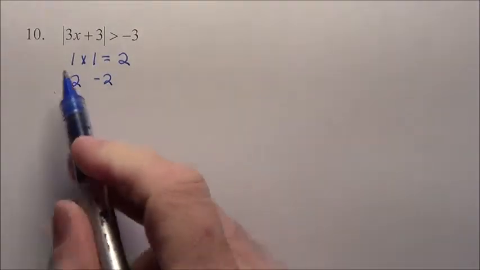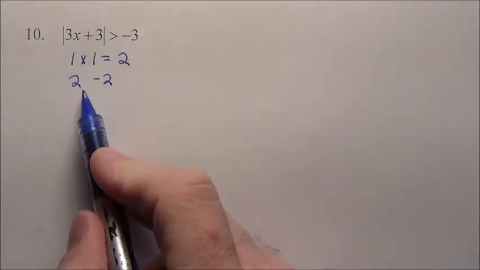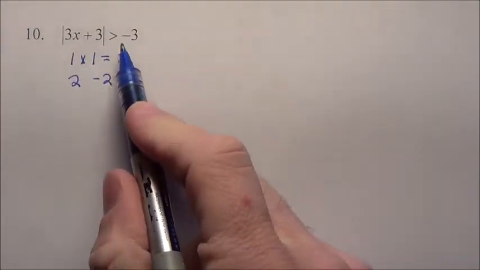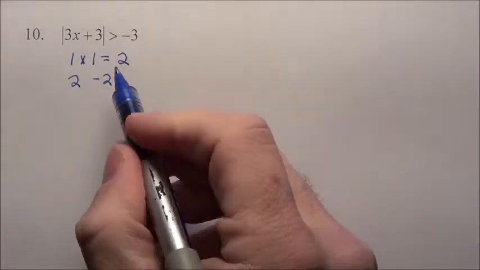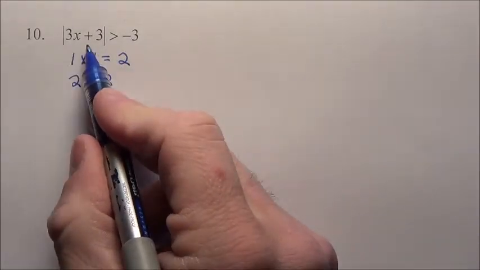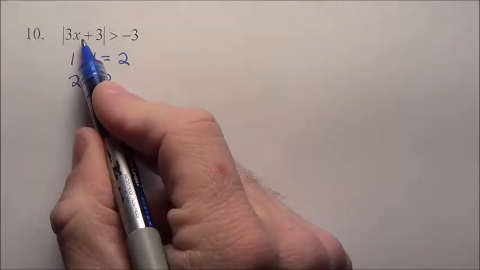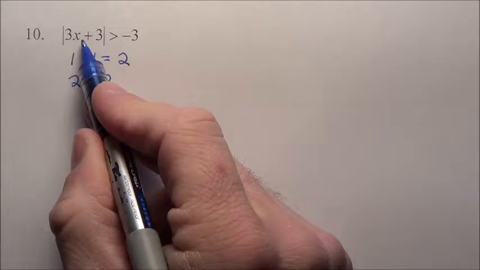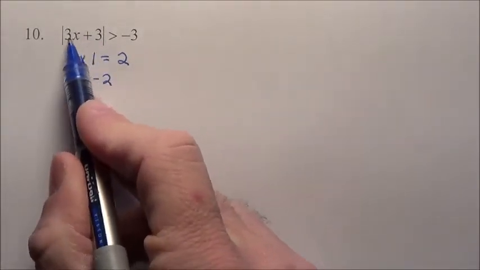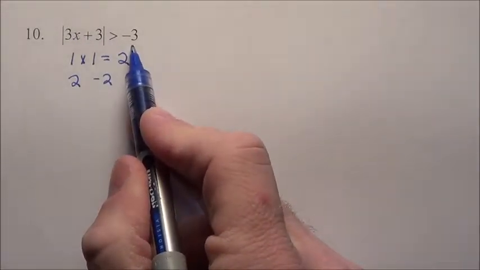So normally we take this problem, we start off with it, and we set that greater than the negative 3, and set the opposite of that greater than negative 3. But think about this for a minute. This says the absolute value is bigger than negative 3. The absolute value is always positive. So no matter what I come up with here, is it not always going to be bigger than negative 3?